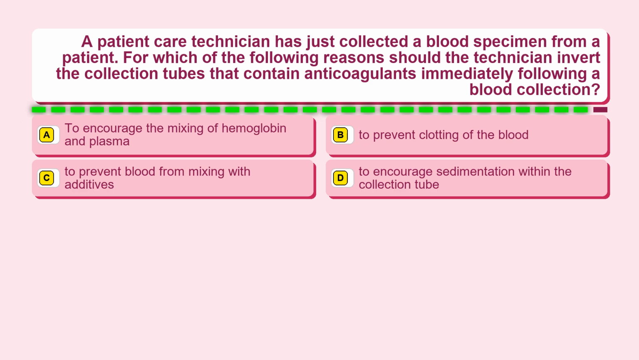Question 66. A patient care technician has just collected a blood specimen from a patient. For which of the following reasons should the technician invert the collection tubes that contain anticoagulants immediately following a blood collection? Option A, to encourage the mixing of hemoglobin and plasma. Option B, to prevent clotting of the blood. Option C, to prevent blood from mixing with additives. Option D, to encourage sedimentation within the collection tube.